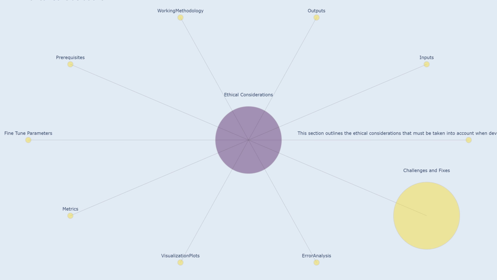Challenges and fixes. Challenge 1. Data imbalance. This is a common challenge in fraud detection, as fraudulent transactions are typically much rarer than legitimate transactions. This can make it difficult to train a model that can effectively identify fraud. Fixes.